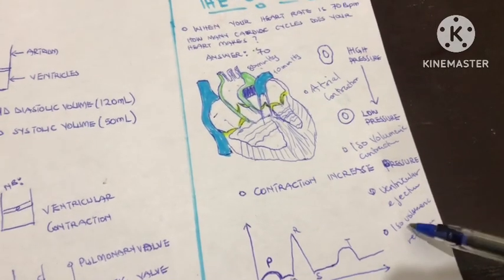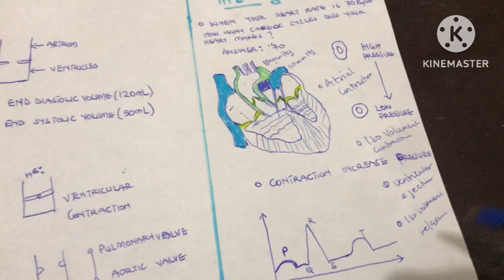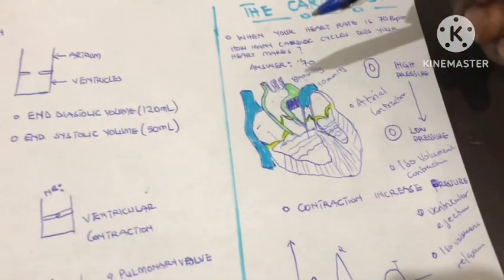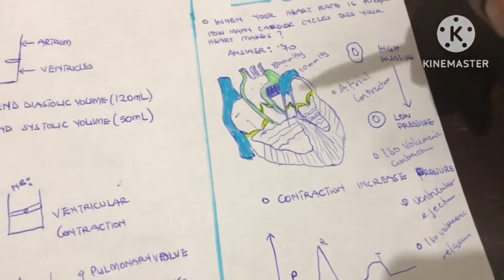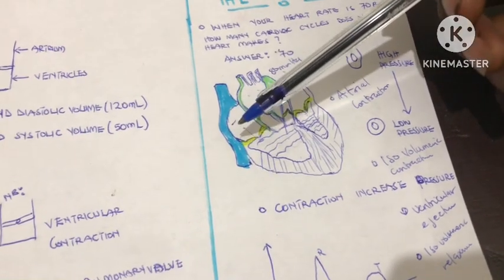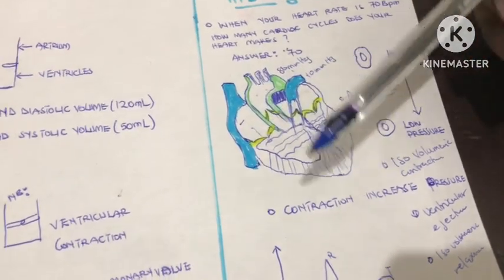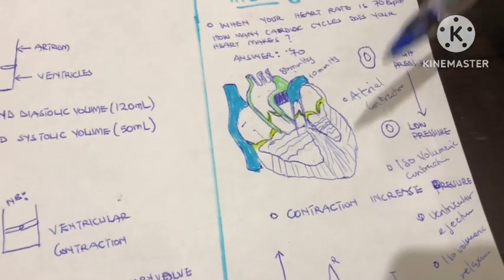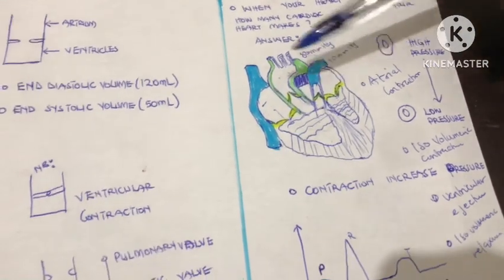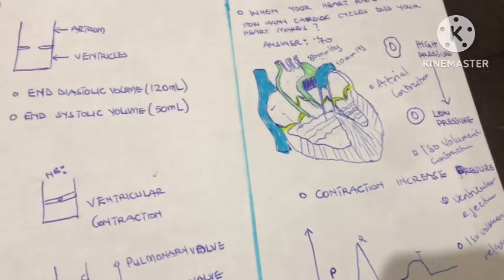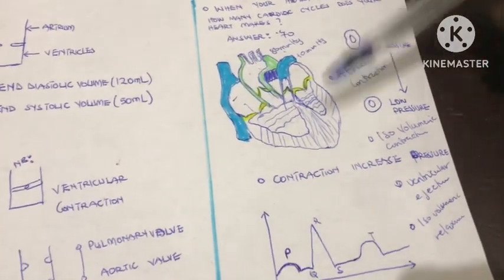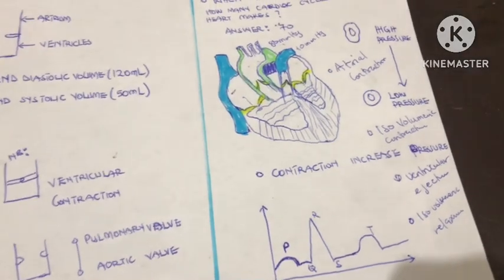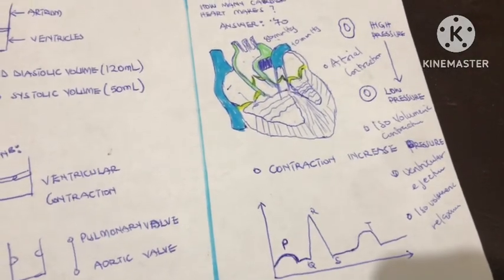You understand? So after the isovolumetric relaxation, there is atrial and ventricular relaxation, and that allows the atria to be filled with blood again, and the atria will undergo atrial contraction to pump blood to the ventricles, and the whole thing starts again. You understand? So that's the cardiac cycle. Let me use this diagram to explain.